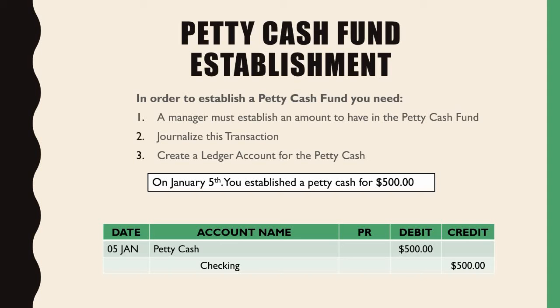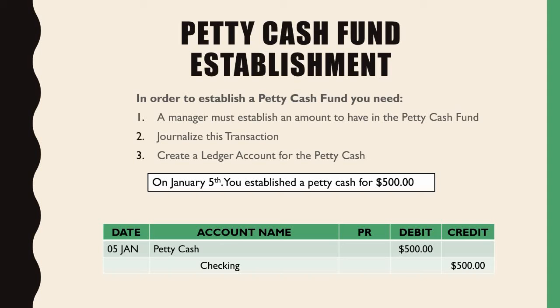So let's say for the example, we decided to have a petty cash. Number one, the manager needs to establish some amount to keep in the petty cash at all times. The second thing is you need to journalize it, and then create the ledger account to know how much money you have in the petty cash drawer at all times. In this example, on January 5th, you establish a petty cash of a total of $500. That means there's $500 in the lockbox for minor business expenses. So if you run out of paper, you could take money from that lockbox and go to Office Depot and buy some paper. That's the purpose of this.